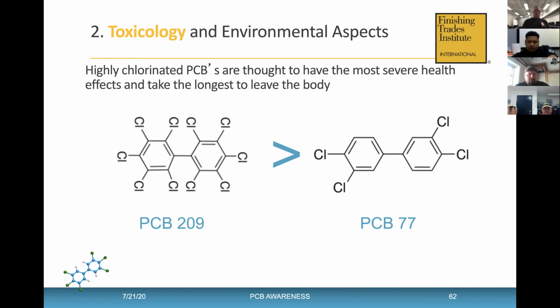The more chlorine atoms in a PCB congener, the more severe the health effects on the body. So something like PCB 209 is going to be a lot more toxic to your body than PCB 77. It's all bad, but the PCBs with more chlorine atoms are worse. And as we discussed yesterday, they also are more persistent. They stick around in the environment more. They have higher boiling points, and they are less volatile. So if you've got building materials that were made with higher chlorine-based PCBs, it's going to be a bigger problem for you, both as a worker and for the public.